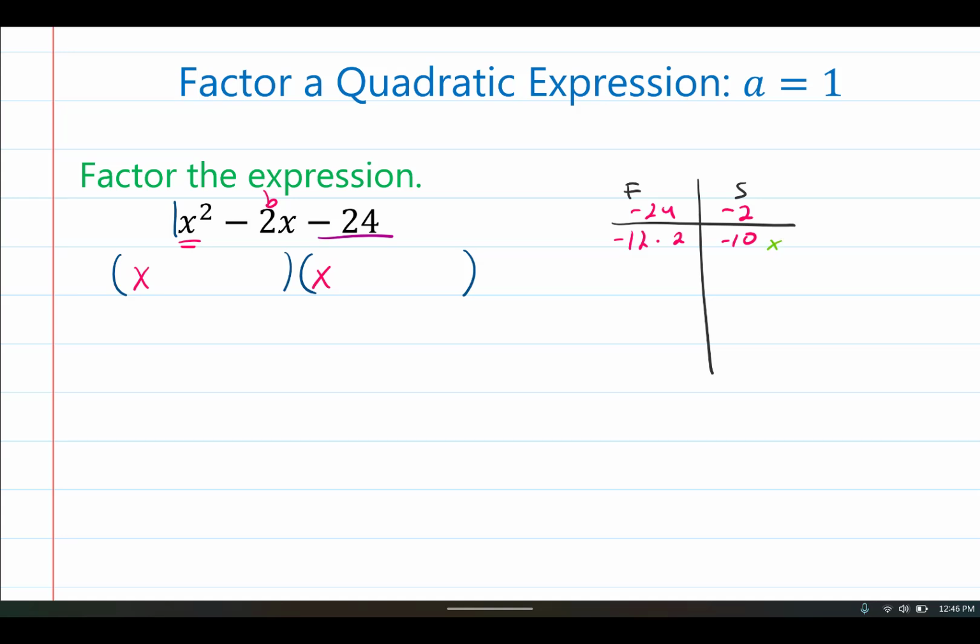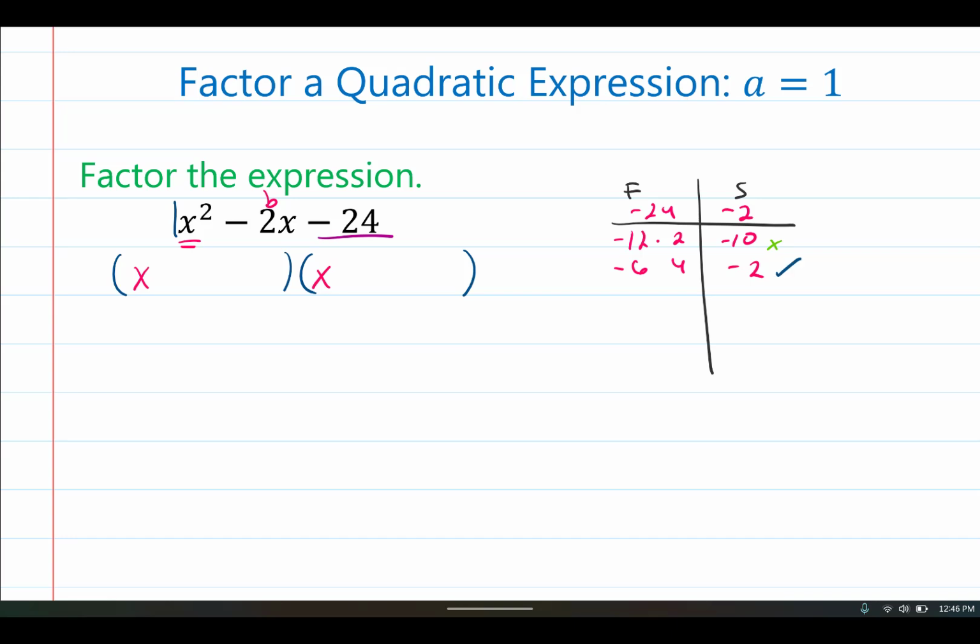So I'm going to continue to pick a few more. How about 6 and 4? Now I'm going to assign the negative to the larger value here, which is 6. Why am I doing that? Because I want the sum to be negative. So I want the larger value to be negative when I'm adding them to get a sum that is negative. So negative 6 plus 4 is equal to negative 2.